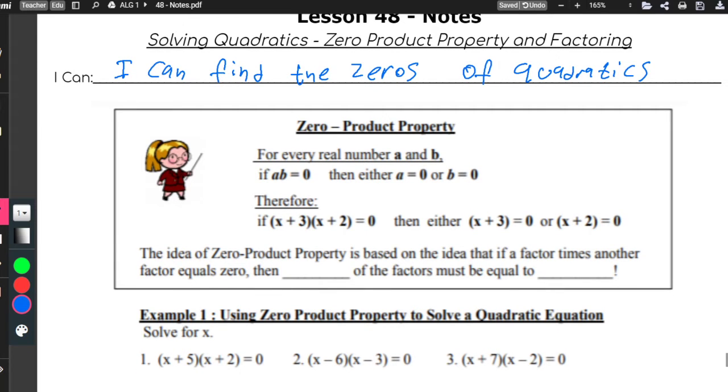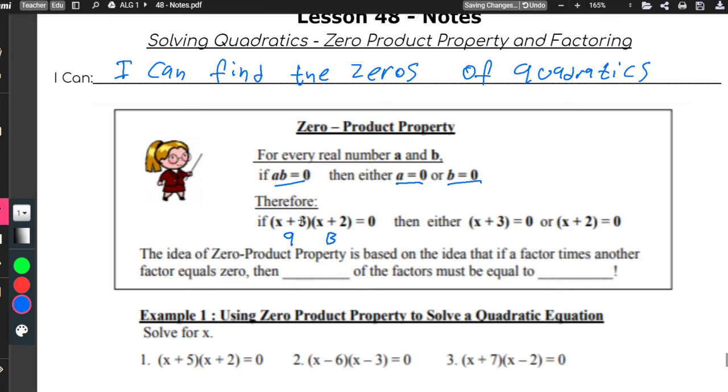We're going to be using a thing called the zero product property, which states for every real number a and b, if a times b equals 0, then either a equals 0 or b equals 0. Which means that if we have two factors, I'm going to label them a and b just to help recognize that. So if (x plus 3) times (x plus 2) equals 0, then either one of them has to equal 0. The idea of the zero product property is based on the idea that if a factor times another factor equals 0, then one of the factors must equal 0 itself.